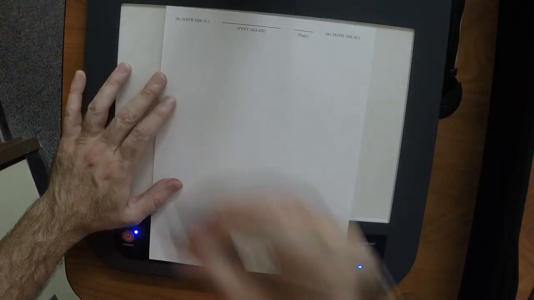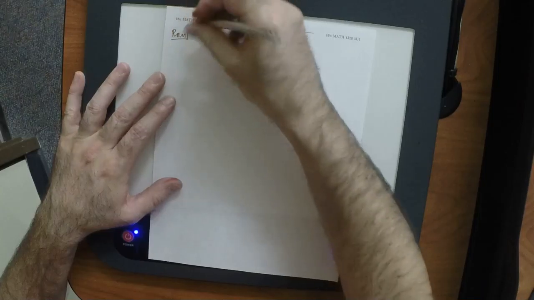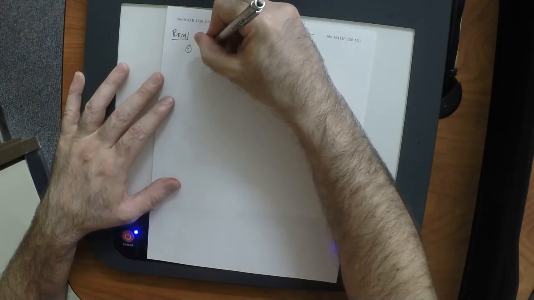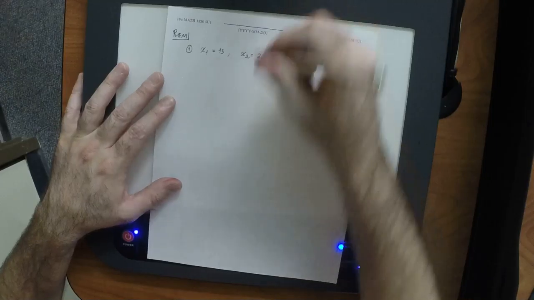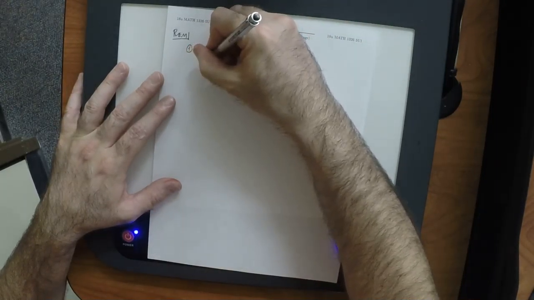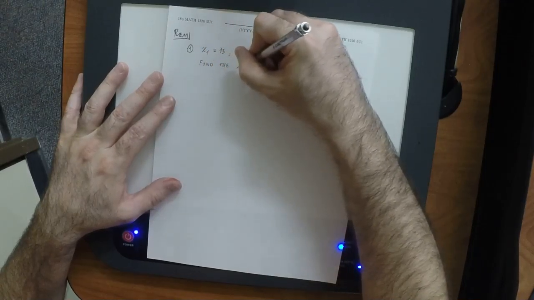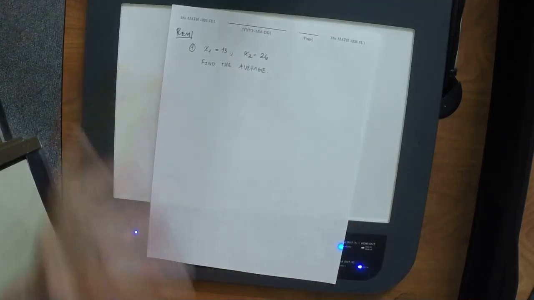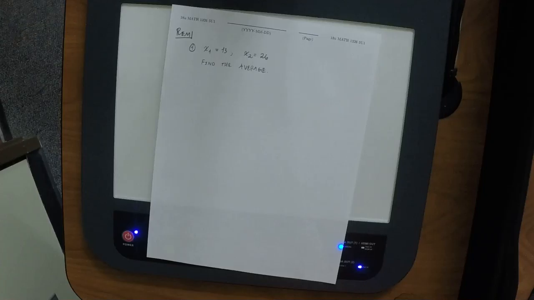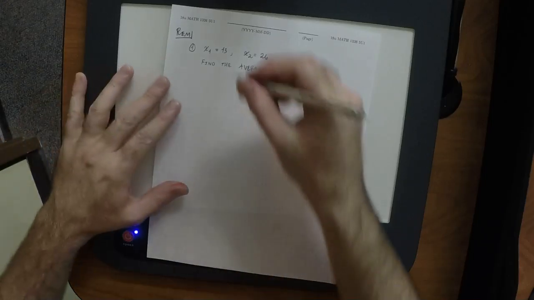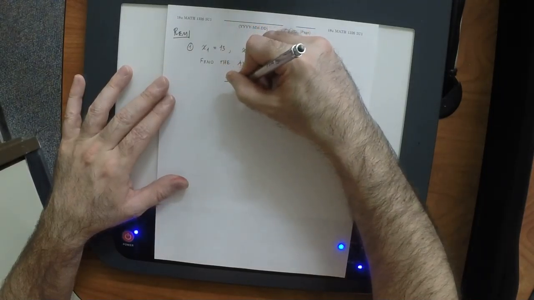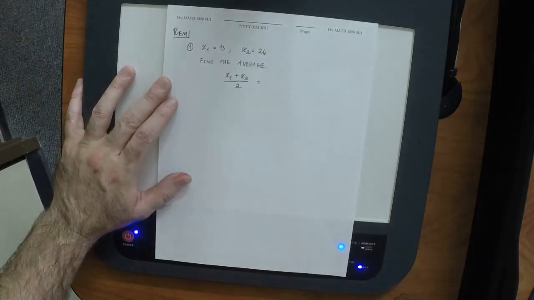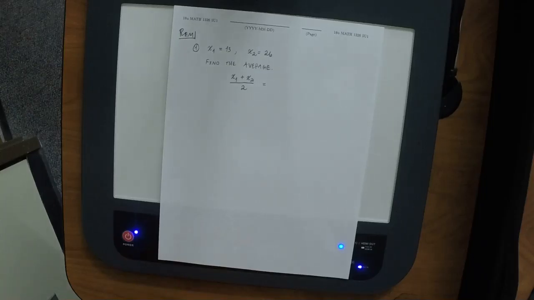All right. So here we go. What if I gave you two numbers? X1 equal to 13 and X2 equal to 26. And I said, find the average. Well, what would you do? Yeah, you add them up and divide by two. Okay, so it's not like a secret, you know. So you add them both up over two, and if you do that arithmetic carefully, well, that'd be 13 plus 26, that'd be 39 divided by two is 19 and a half.